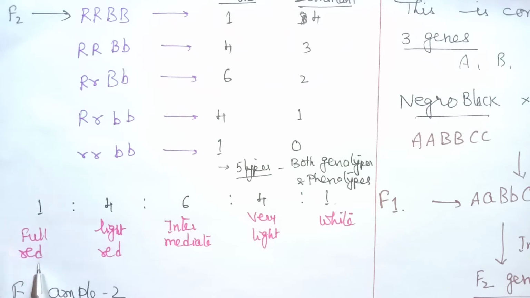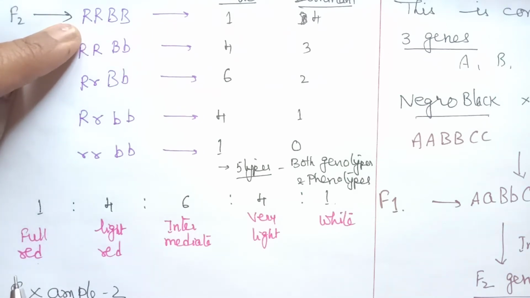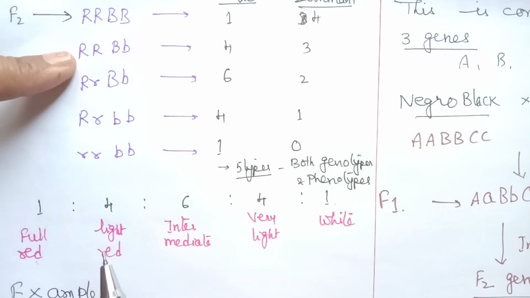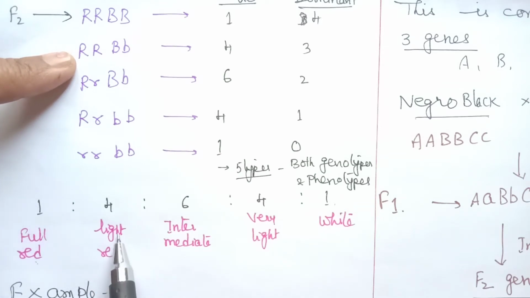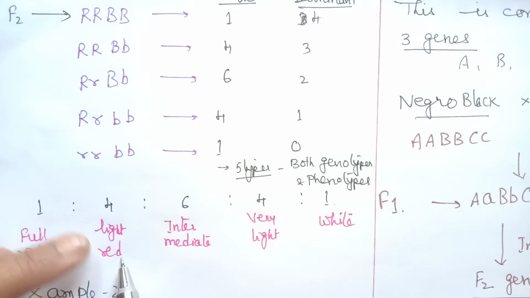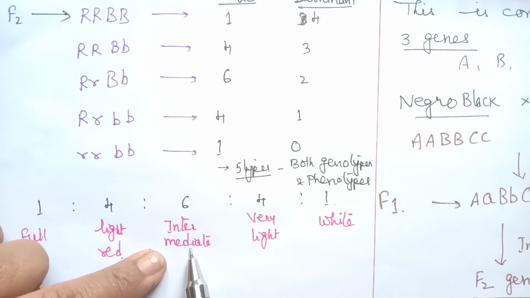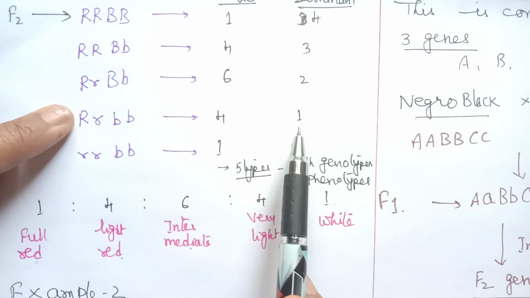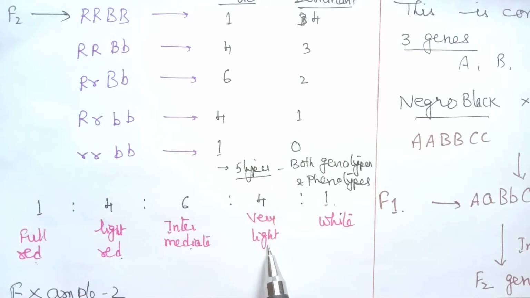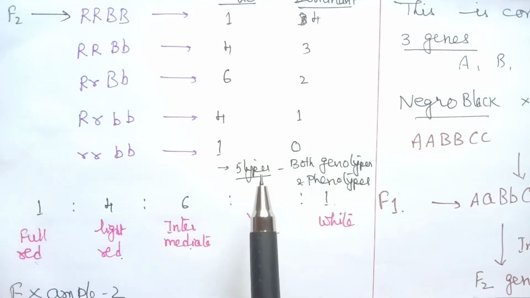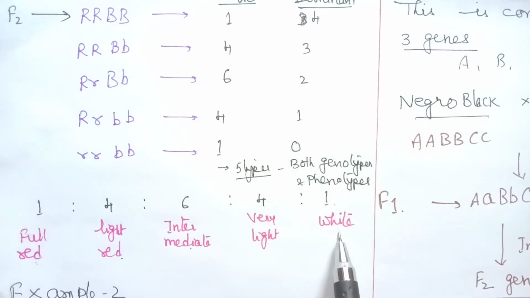First one, full red. If all 4 are dominant alleles, we get the phenotype as full red, which is very dark red. Then if we have 3 dominant alleles, we get light red. Third phenotype, if we have 2 dominant alleles, we get intermediate. Then if we have 1 dominant allele, we get very light. And if we have no dominant allele at all, 0, that means completely absent, then we get white.